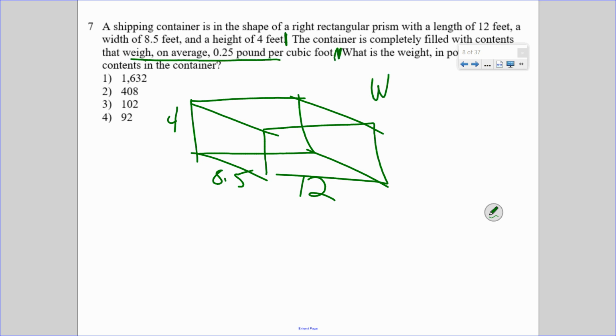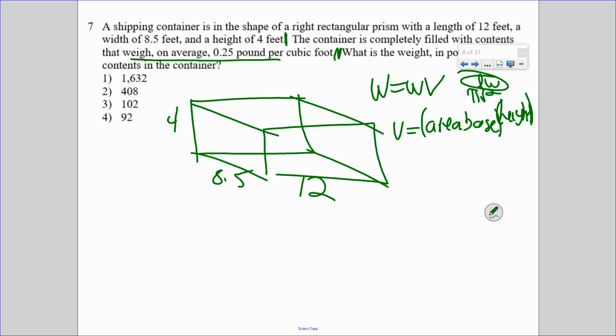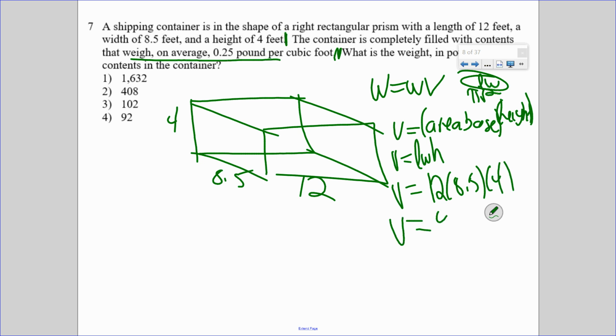Weight equals weight times volume. Volume equals area of the base times the height. Length times width, or pi r squared. In this particular example, because it's a rectangular base, it's length times width. So B is LWH. B is 12, 8.5, 4. B is 408 feet cubed.